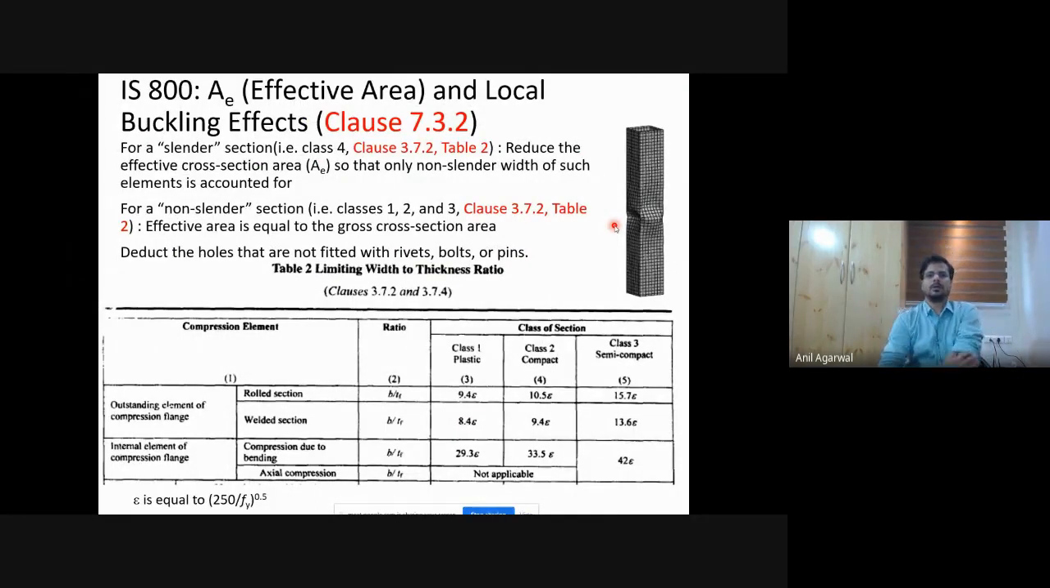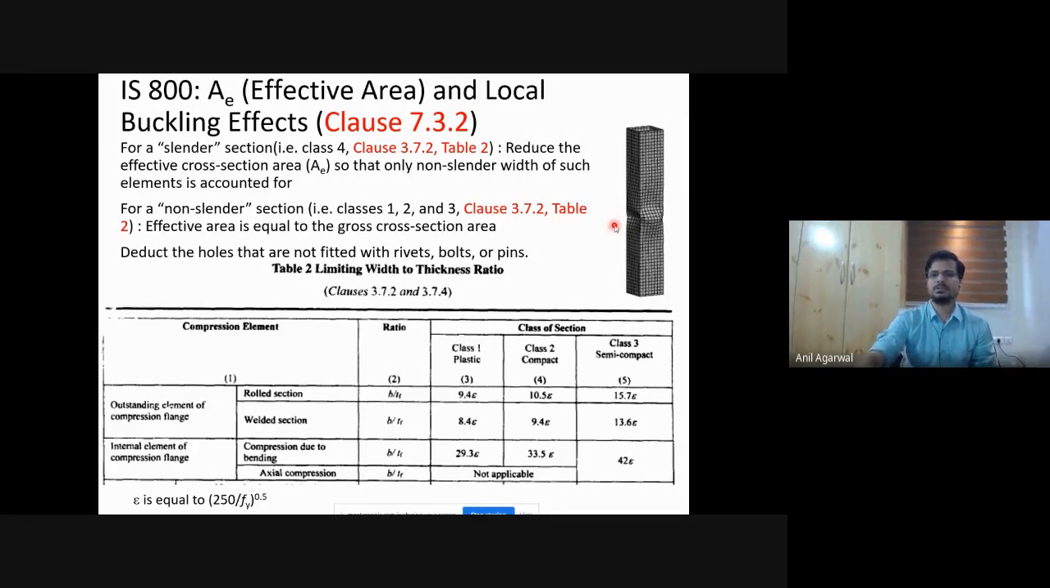So if it turns out to be a non-slender section, then you can take the entire cross-section area, even the area that is covered through holes. Like if there are plates which have holes, but there is a rivet or bolt or a pin inside that hole, then you can count that area also as a part of the cross-section. But if there is a hole which does not have a rivet or a bolt sitting inside, that means that cross-section area cannot be accounted for. Okay.